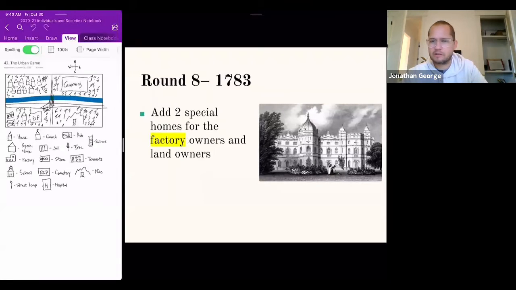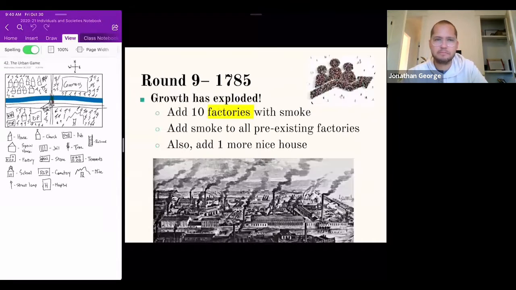2 more special houses because you got some more factory owners and they're making more money. So their houses are a little bit bigger than everybody else. Okay. And then round 9, growth has exploded. 10 more factories, all with smoke now because now they're powered by burning coal and like a steam engine. Okay, and add 1 more nice house.